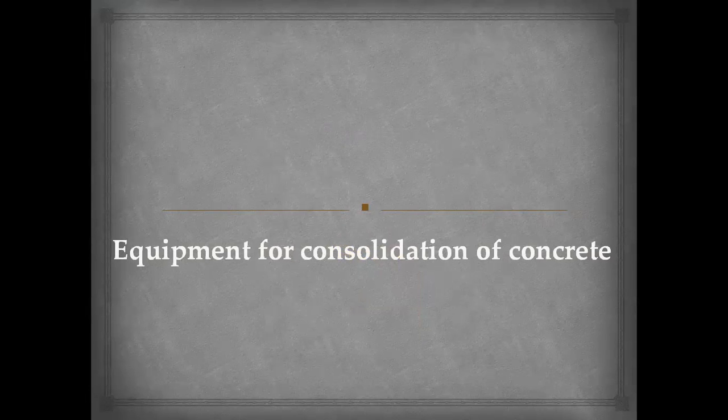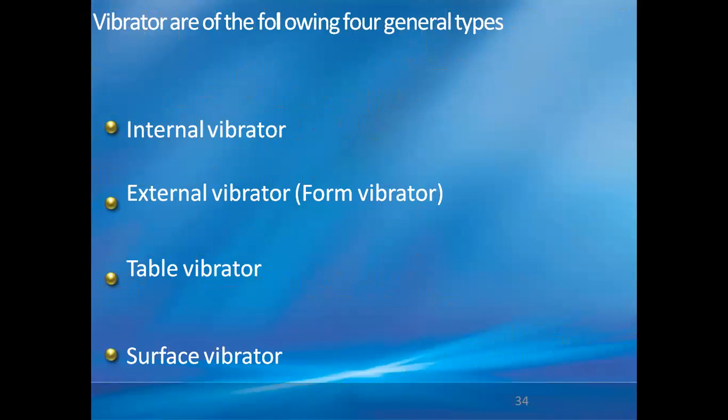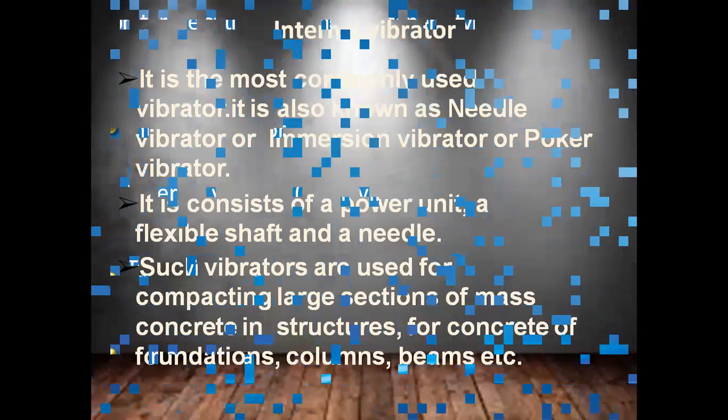Here you can see the equipment for consolidation of concrete: internal vibrator, surface vibrator, platform vibrator, foam vibrator. Vibrators are of the following four general types: internal vibrator, external vibrator, table vibrator, and surface vibrator.